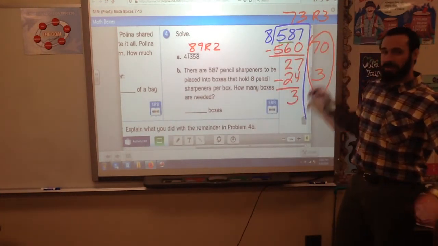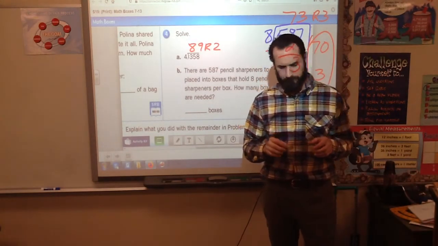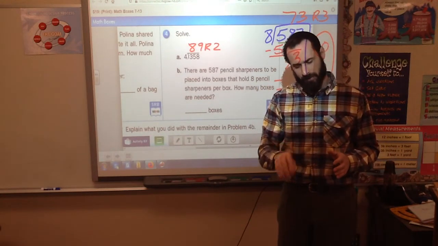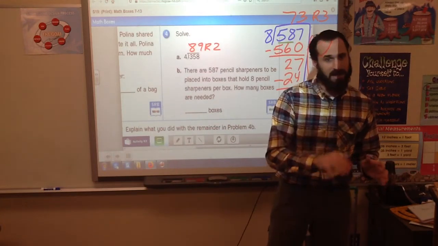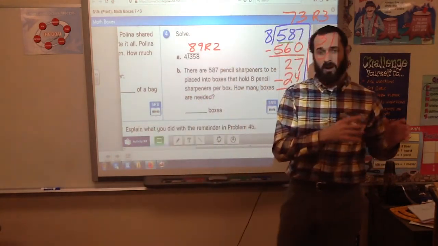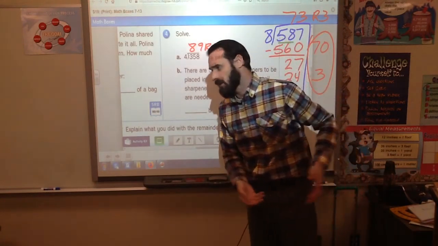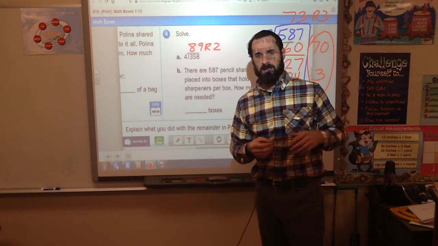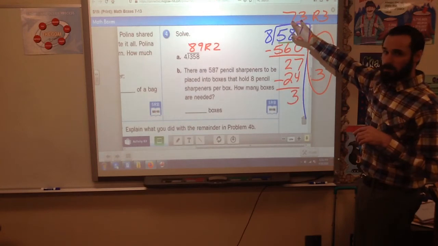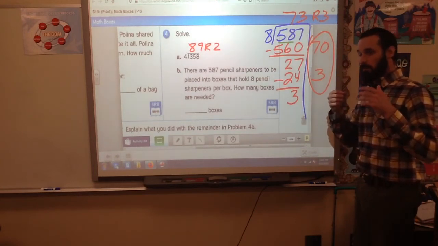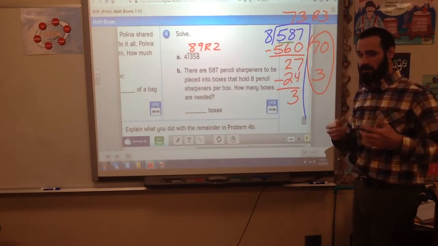Because as we're doing this, you have to kind of picture this. You have 587 pencil sharpeners and we're putting them into boxes of 8. So the first box comes 1, 2, 3, 4, 5, 6, 7, 8. Push that box over. 1 box full. Another 8 go into this box. That's 2. So each time out of these 587 pencil sharpeners, I'm taking 8 and I'm putting them in a box, and I'm going to keep putting them in boxes until they're all in boxes. 73 boxes later, I have 73 full boxes of pencil sharpeners. Each of those 73 boxes has 8 pencil sharpeners in it.